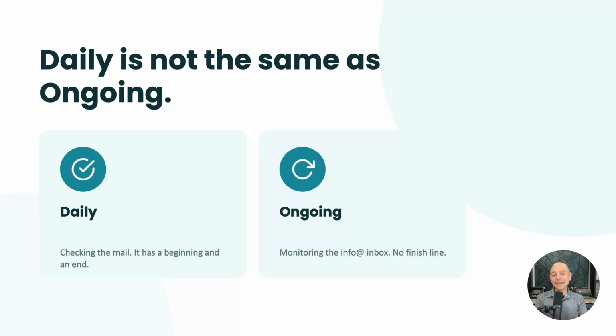That's daily. An ongoing task might be monitoring the info at email inbox. There's no beginning and end to that unless you and your team member come to an agreement that you're only going to check it once a day. But at that point, it's no longer ongoing. It becomes a daily task.